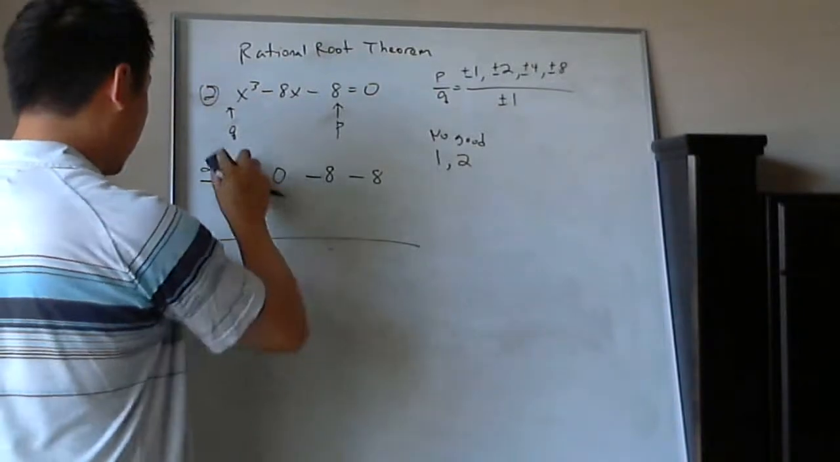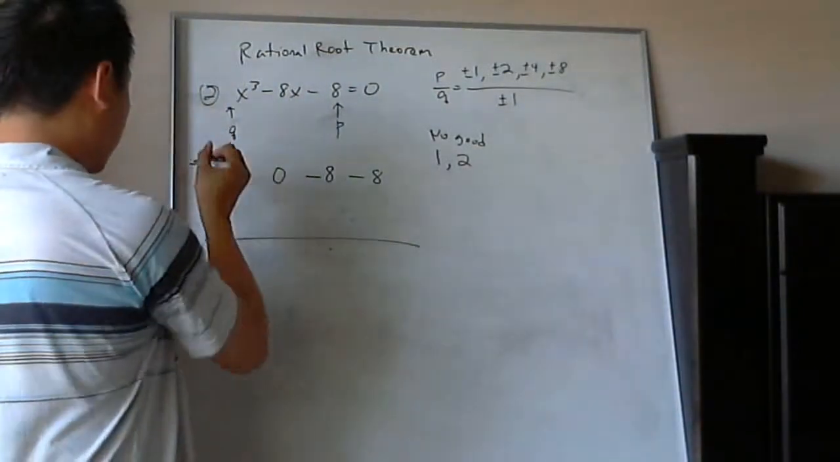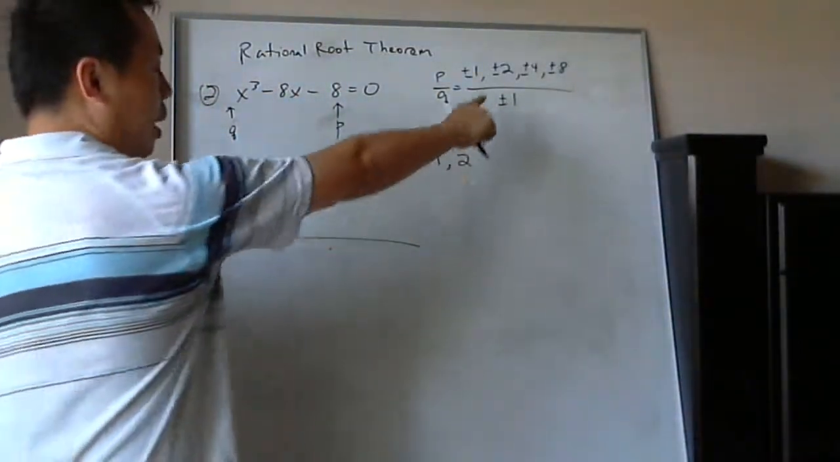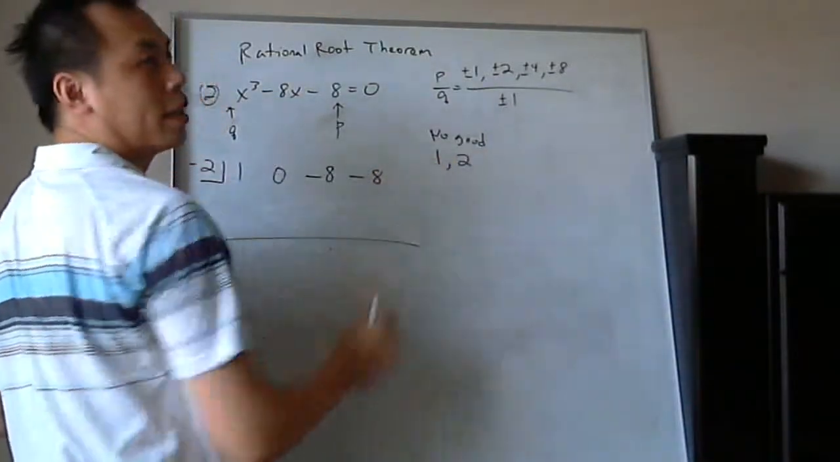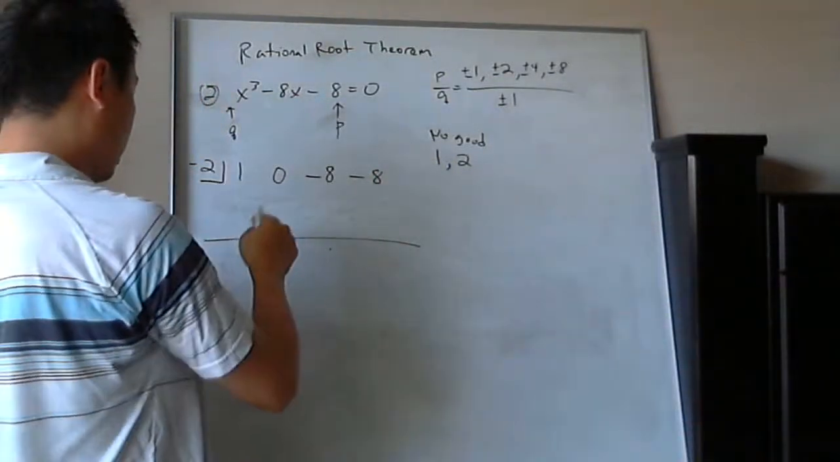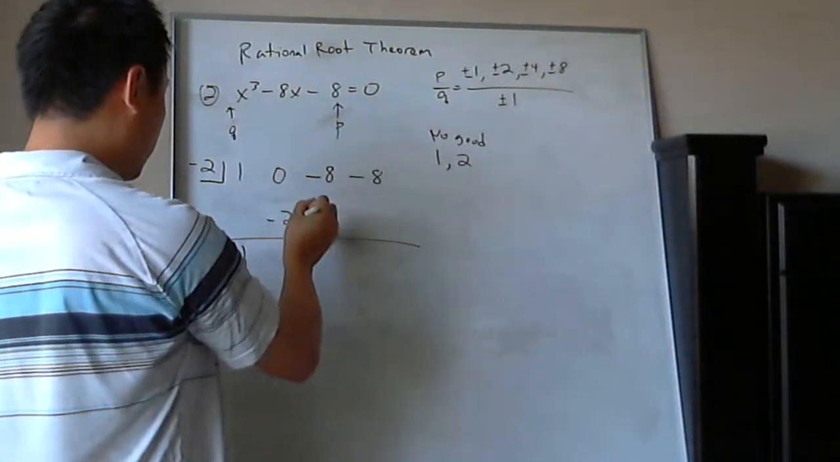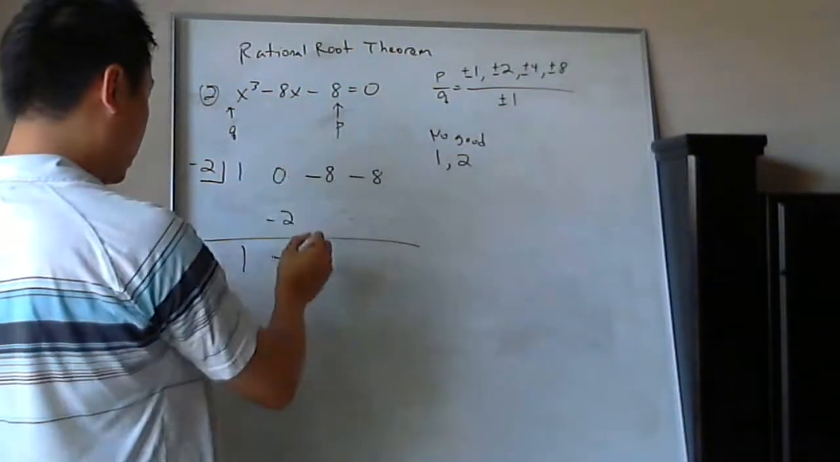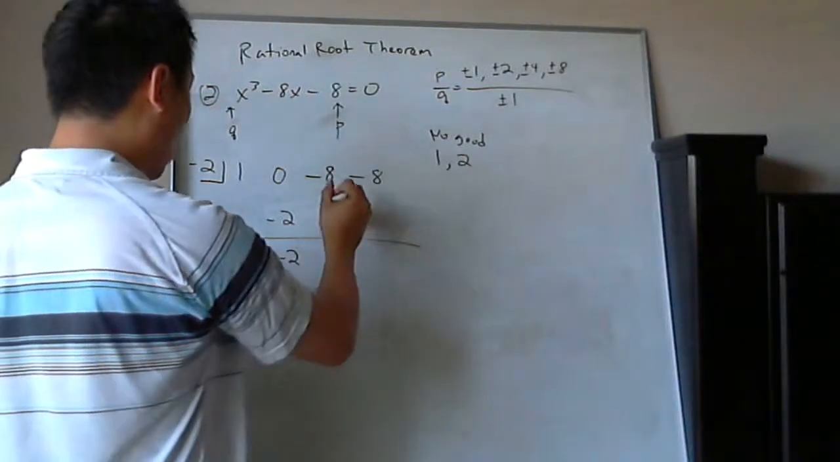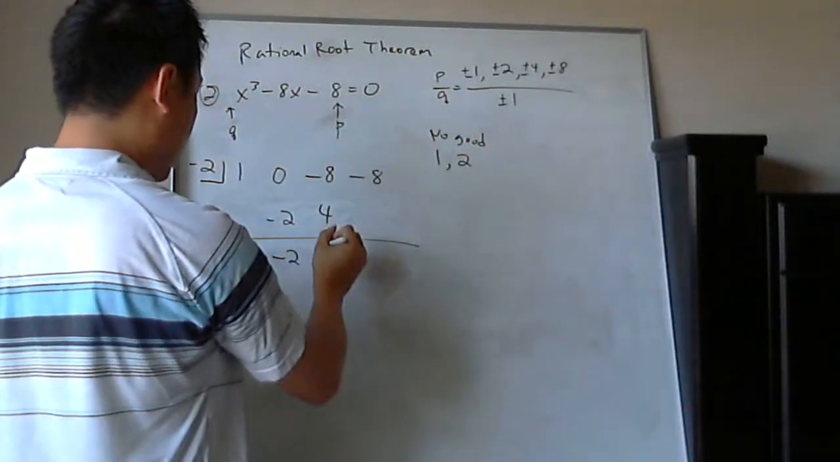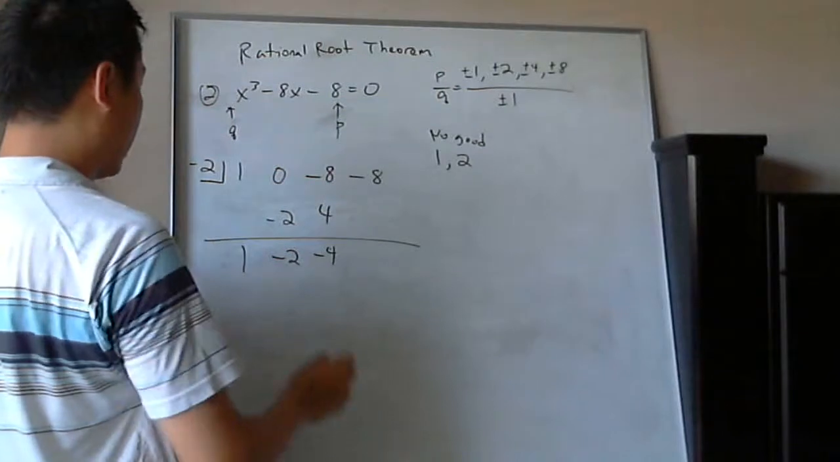Maybe that'll do something. So let's try negative 2. Okay, that's one of the possibilities. Negative 2 over 1. So negative 2, 1 down. Negative 2 times 1 is negative 2. 0 plus negative 2 is negative 2. Negative 2 times negative 2 is 4. Okay, negative 8 plus 4 is negative 4.